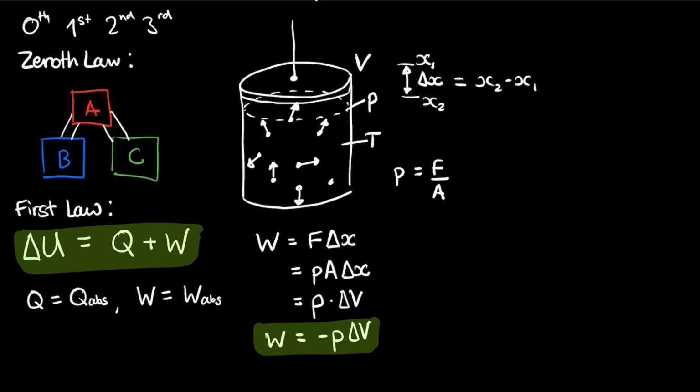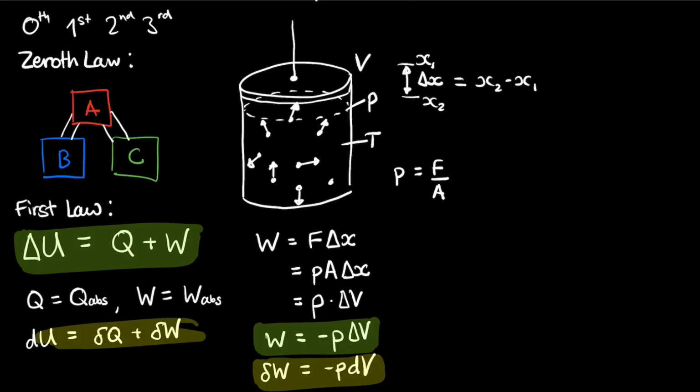You can also equivalently write it in its infinitesimal form. I said W was a process variable, so you're going to have a curly d: dW equals minus P dV. That's the volume work written as a differential. Similarly, you can also write the first law as a differential: dU equals dQ plus dW. I'll highlight those again. This is the infinitesimal differential form, and it's going to be very useful when we're integrating these terms.